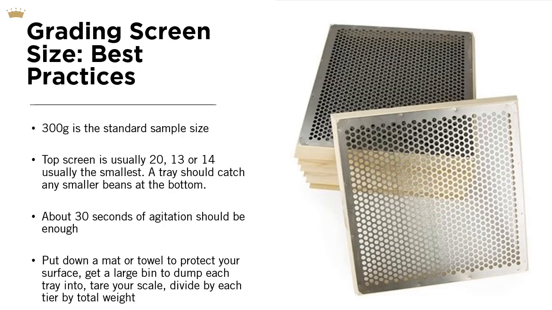Once you have each tier weighed out, you can add up your sum total. It should be close to that original 300 grams if you've done your measurements correctly. And then you can divide each tier by the total weight to get the percentage. That's what I find usually the easiest way to understand and display the information.